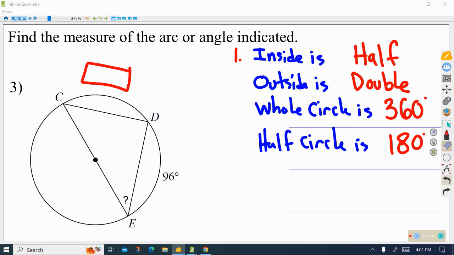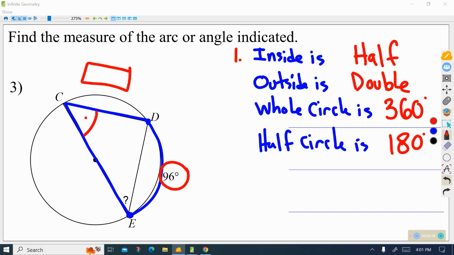But if I see this other arc that has 96, this one has an actual number on it, okay? And I can see that this arc is intercepted by this angle, okay? So now I can actually write that inside is half because we have the outside number. So that relationship is that this angle should be half of 96. It should be 96 divided by 2, and that is going to give me 48. Okay, so there would be 48 degrees right there. That's something I can do. All right, we're allowed to do that in this problem.